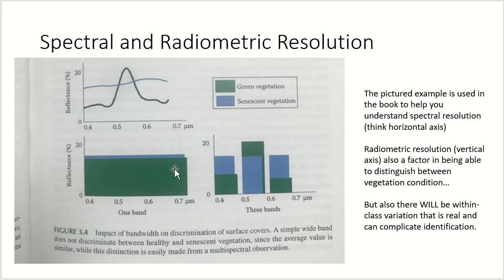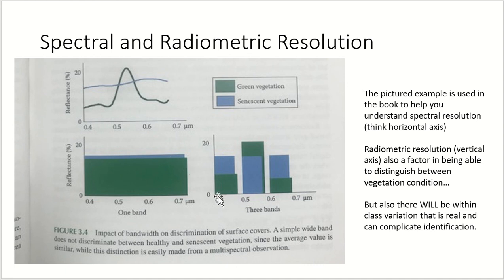So the bottom left panel is meant to show that if only one observation was made of all the reflectance across those 0.3 micrometers, or 300 nanometers, you might say, of the visible range, these two materials would actually have fairly similar average reflectance, and so would be hard to discriminate or tell apart from one another.